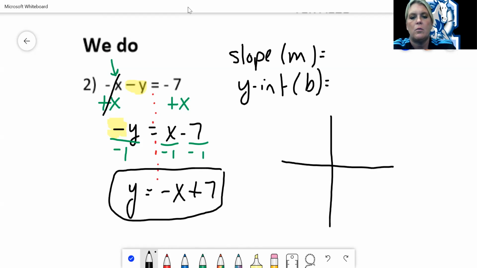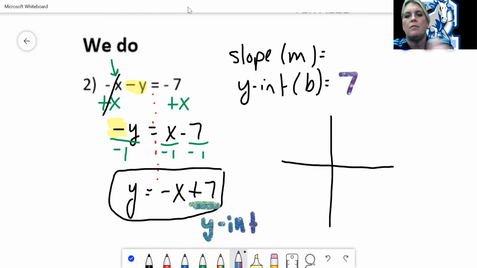All right, so the y-intercept right here at the end, this is the y-intercept, which would be 7. And then my slope is right here in front of the x, which is a negative, which is a -1.